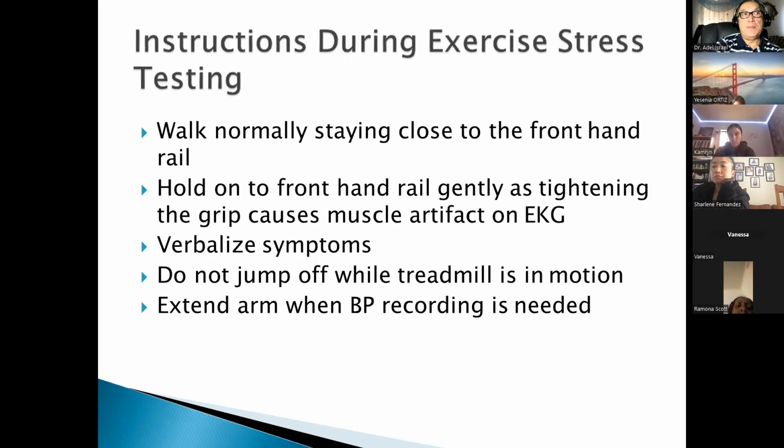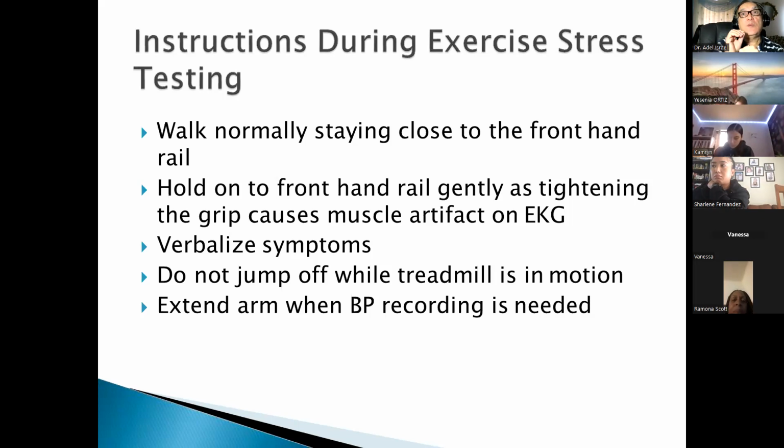Don't jump while the treadmill is in motion. Verbalize symptoms. This is important. You have to emphasize this with the patient. Verbalize symptoms, like if I start to feel pain, I will say, I have pain in my calf, or I have claudication. I have to say that.